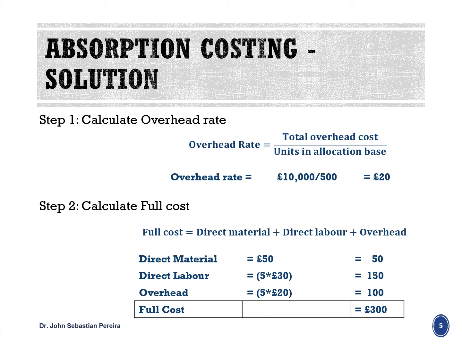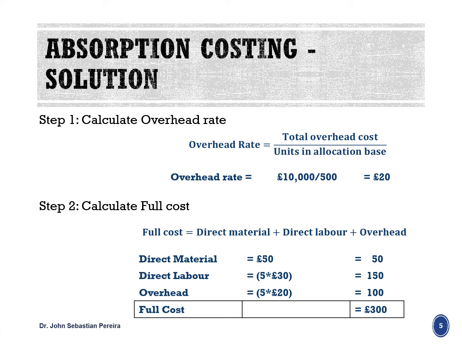So estimating the absorption costing for the previous example, the first step is estimating the overhead allocation rate. We take the total overhead cost in the business, £10,000, and divide it by the units in the allocation base. In this particular case, the indirect labor hours is the allocation base, 500 in the business. That gives us an overhead allocation rate of £20 per labor hour.